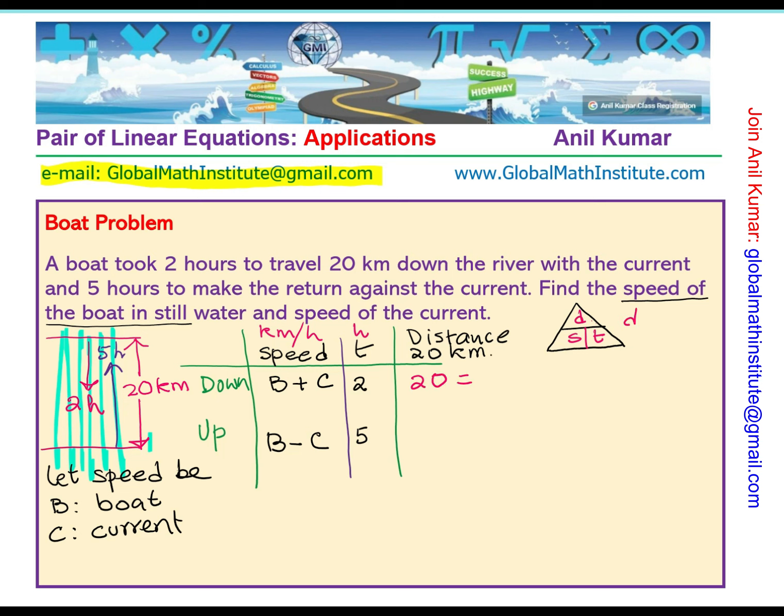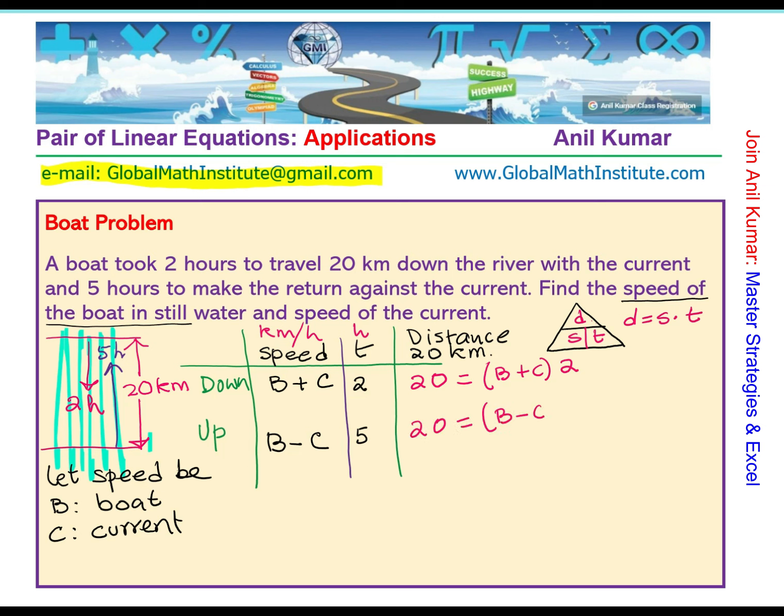So let me write the equations here. Distance is speed into time. Distance of 20 is the same as b plus c, the speed, times 2. And the other one gives us 20 equals b minus c times 5. Makes sense, right? That is how we can relate them.